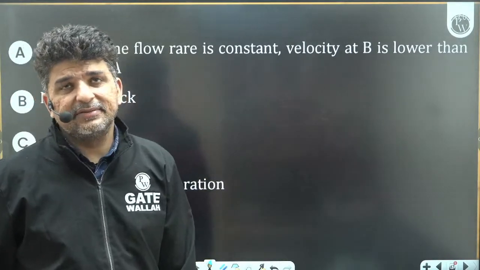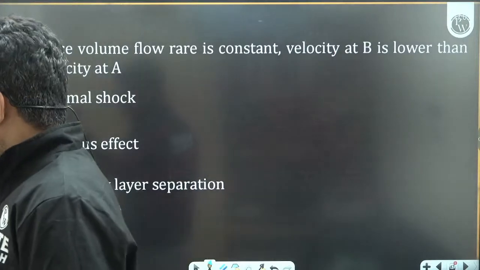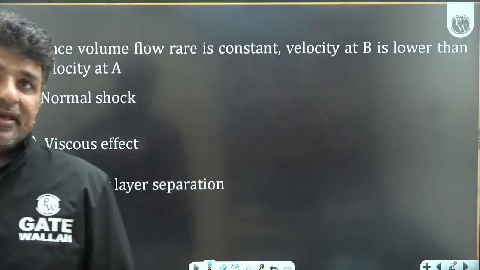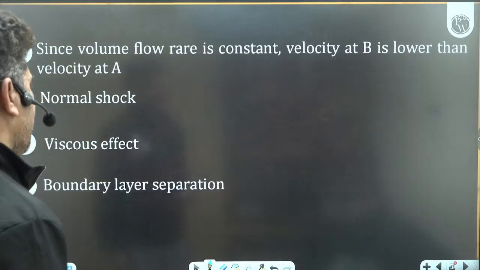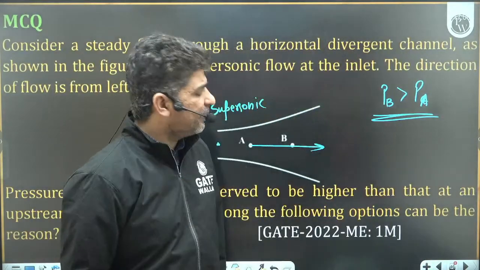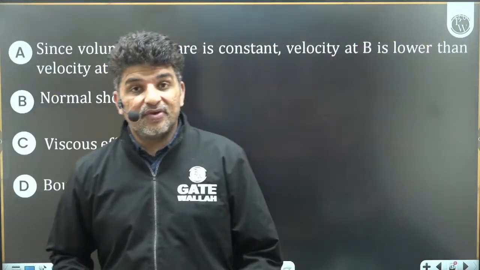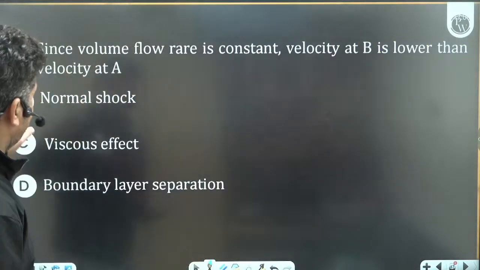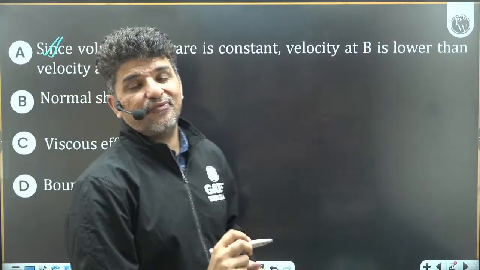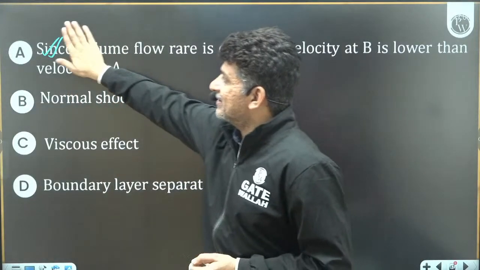What is the answer? Velocity at location B is lower than velocity at location A. So you see, the first statement is correct. It is a correct statement, but it is not the reason for the correct answer.